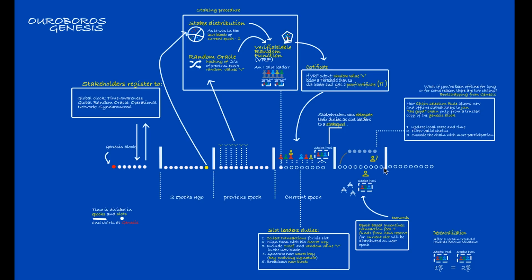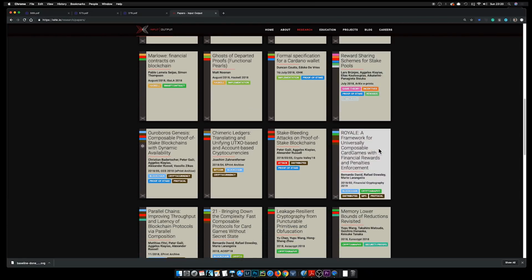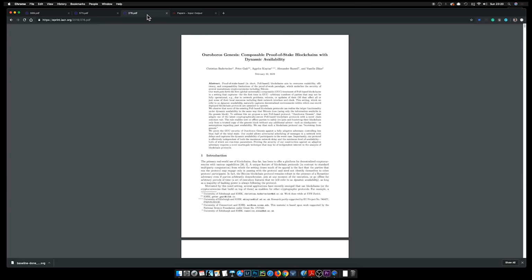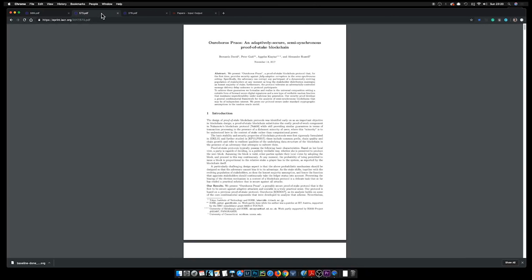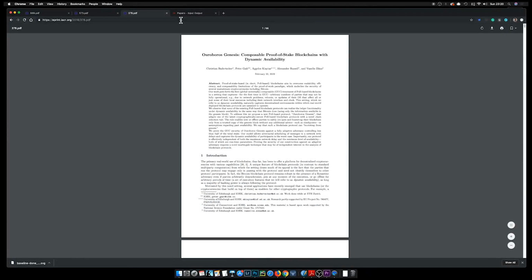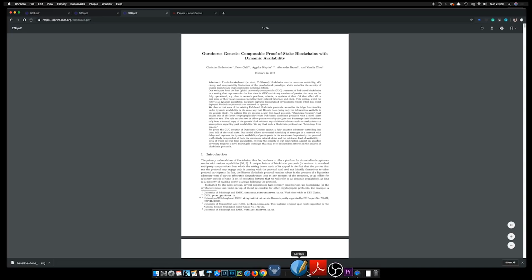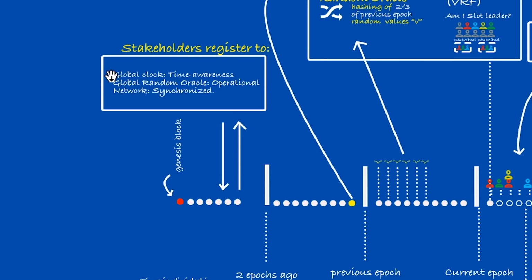I hope you enjoyed it. I hope you have a better understanding of how this protocol works. And again, feel free to come to the IOHK website and take a look for yourself at the papers. You can see the Ouroboros Genesis here, the Ouroboros Praos, and the Ouroboros Classic, let's say. The one we are waiting for, the paper that we are expecting to come soon, is called Ouroboros Chronos. Ouroboros Chronos will be talking exactly about this particular feature of the global clock, and that will allow us to be time aware when we synchronize, when we register to the network.